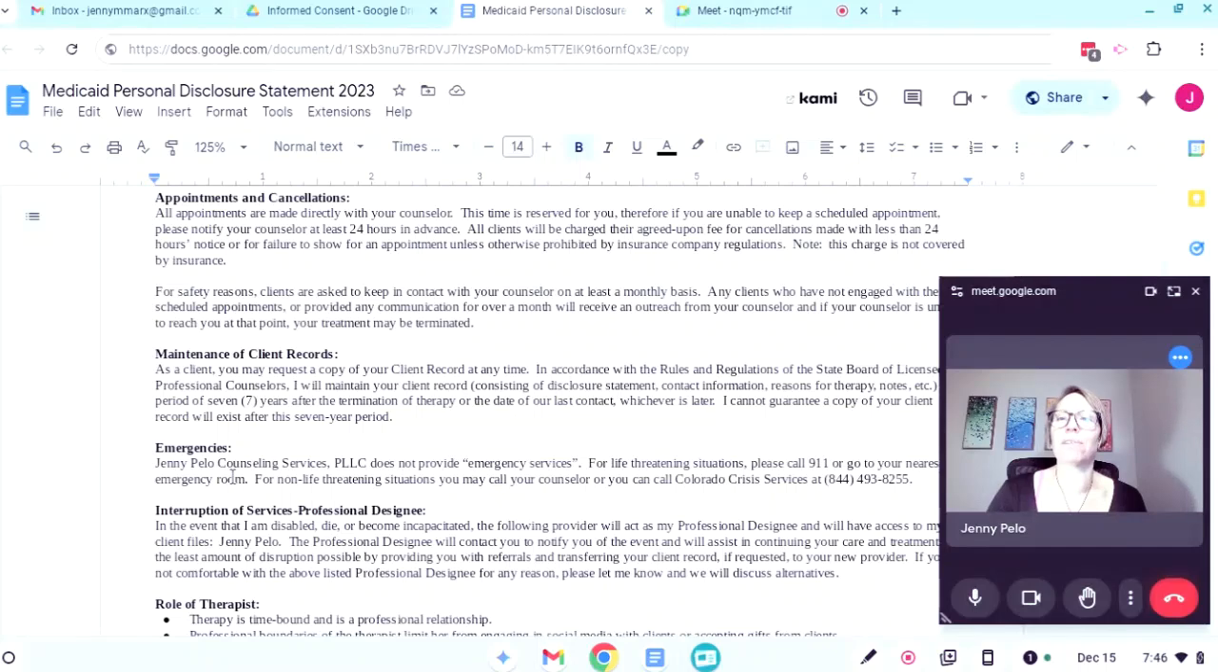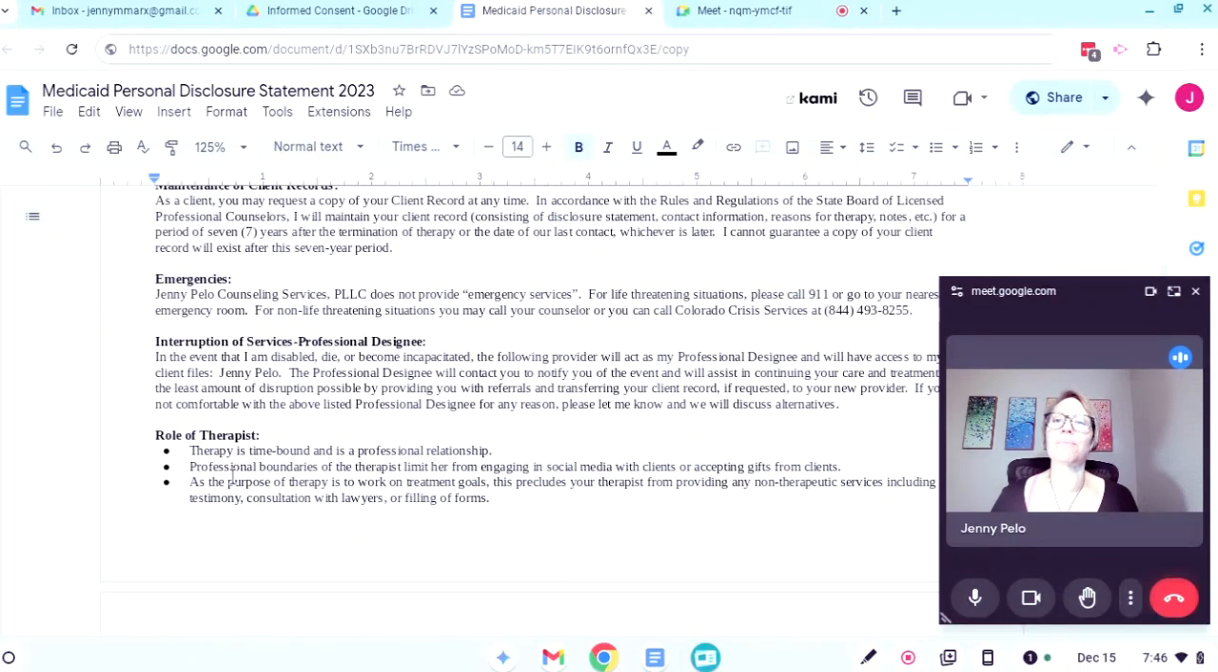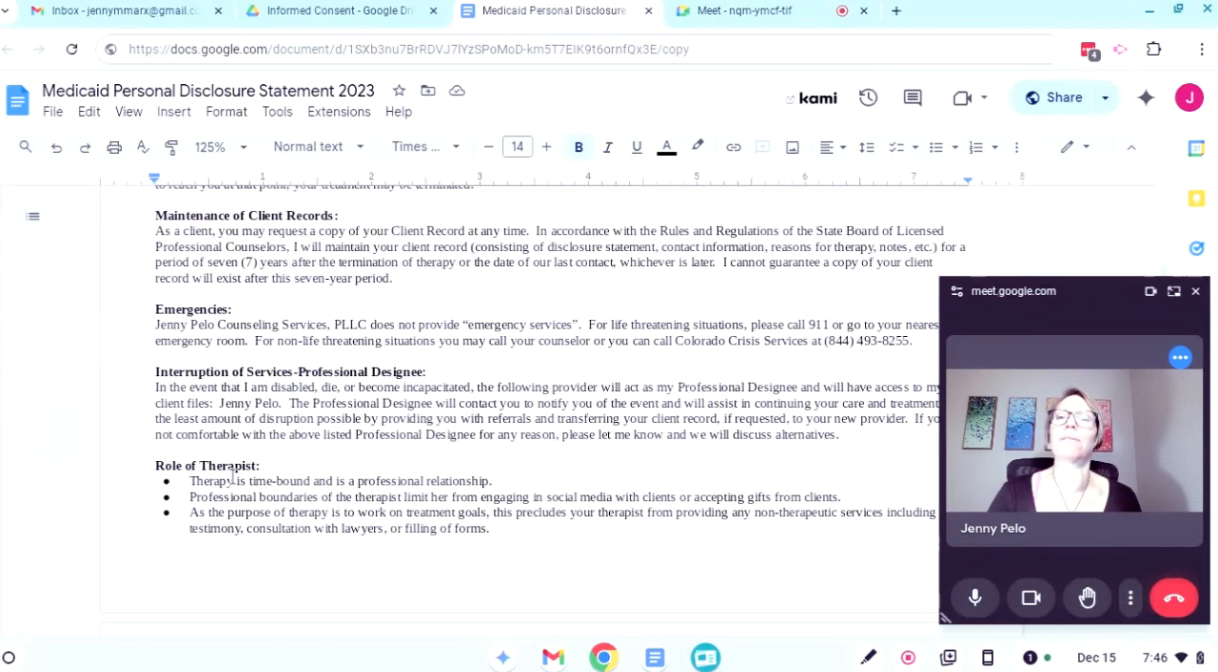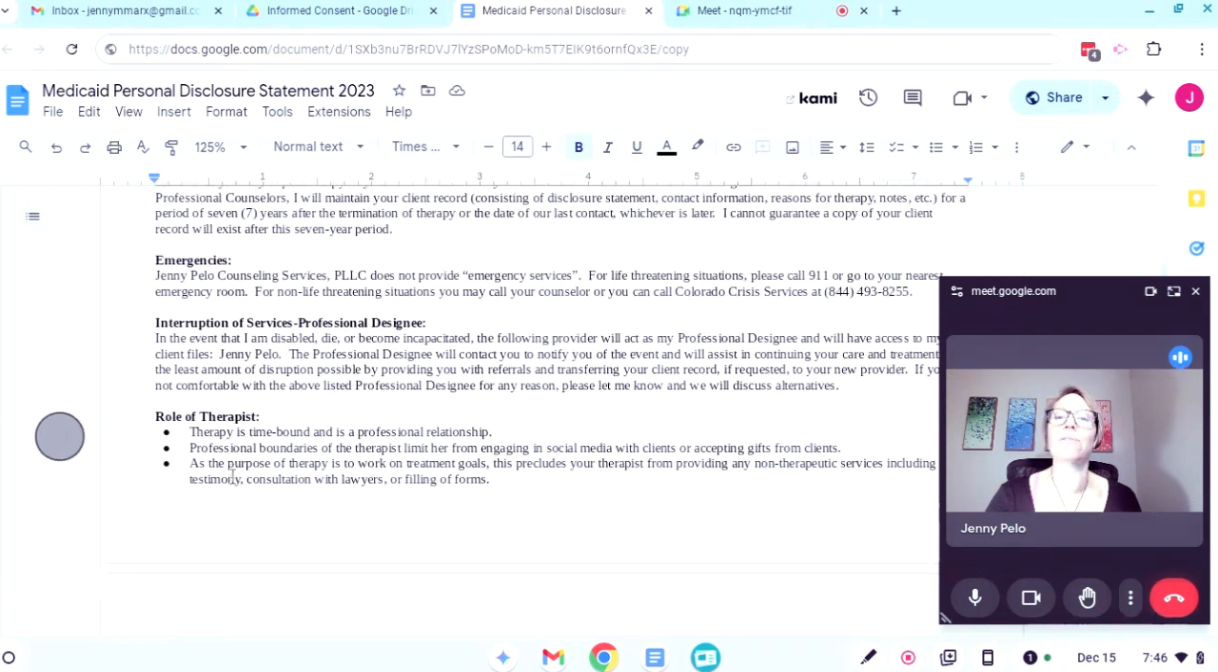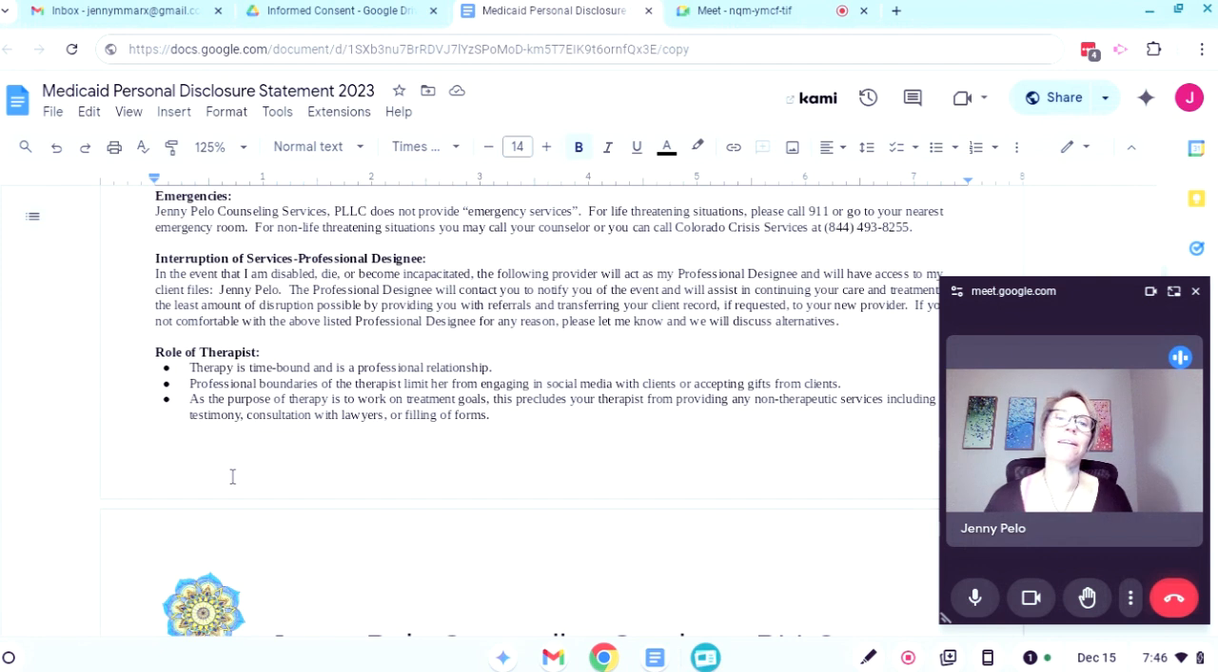Then it's usually required to say something about how long you're going to keep their records. And so you can see there what that says. And then I have something here talking about emergency services. I don't provide emergency services, and I give some suggestions of where folks can go if they're needing help right away.